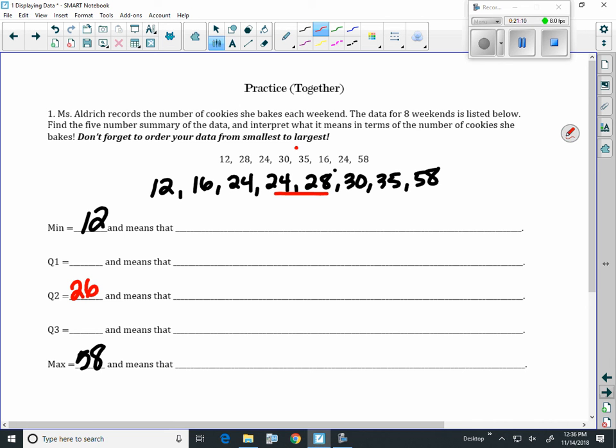Now this is where we have both numbers, so you have to split it in half. You use both to find the next. So here, what's halfway between 16 and 24? 20. Okay, and what is halfway between 30 and 35? 32.5.